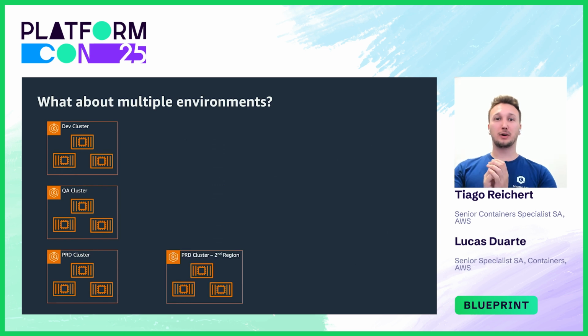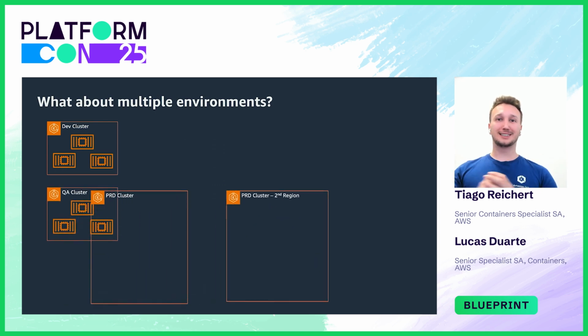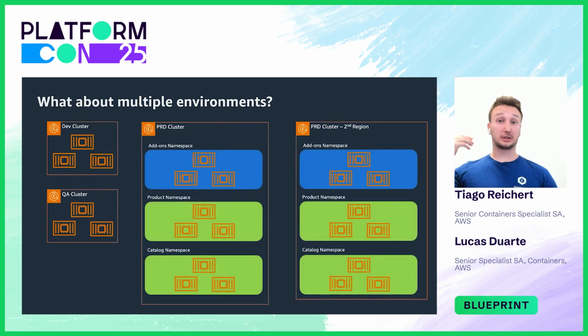You might also have to replicate some of those environments, for example, having the production environment in a second region for a disaster recovery strategy. And it's not that simple. Each of those environments, for example, the production environment, might have multiple applications running. If you have a microservices strategy, you might have multiple deployments here of your applications for each of your microservices and also the add-ons that support these applications.